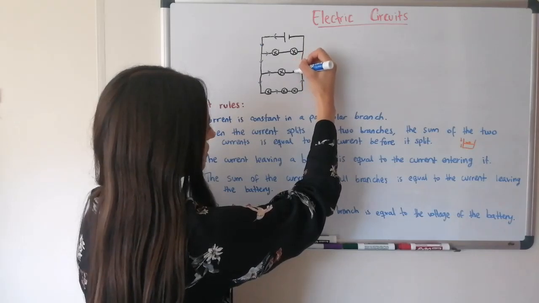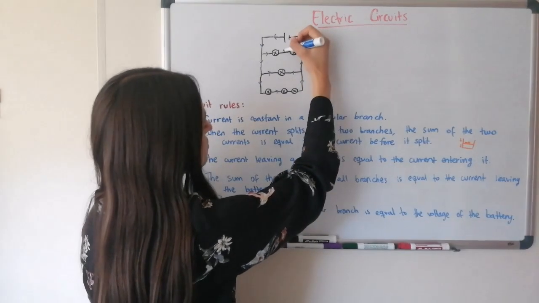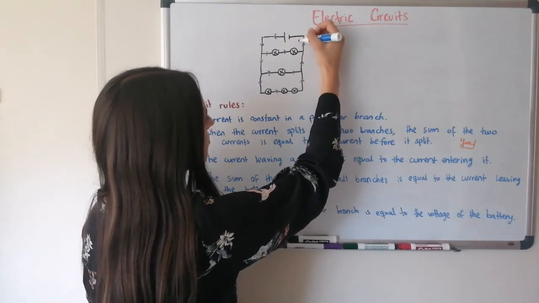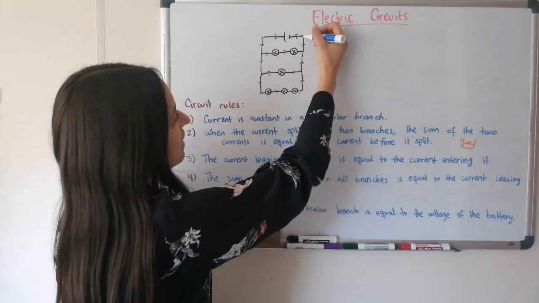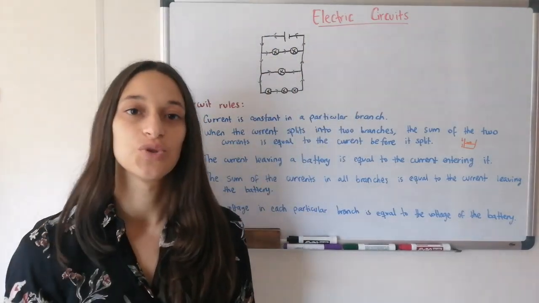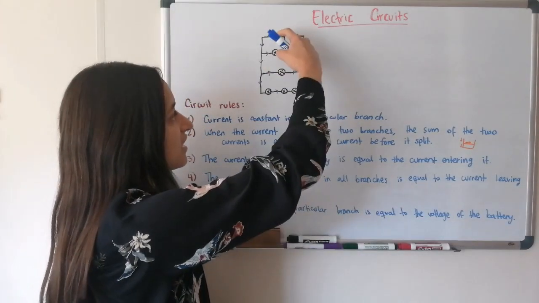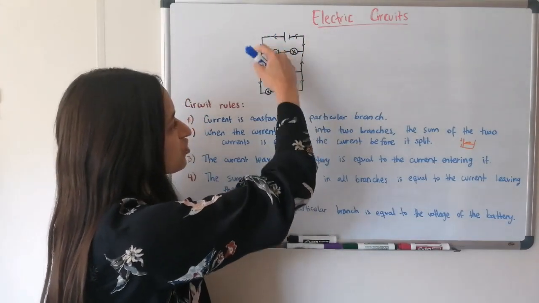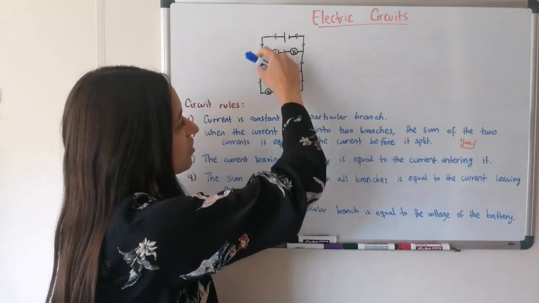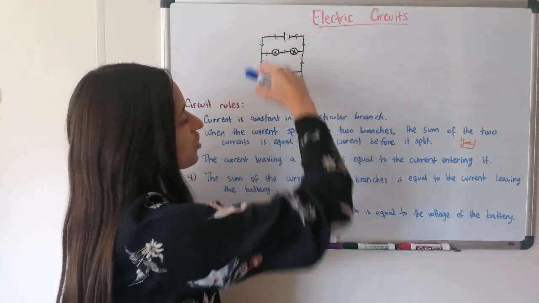This one will pass through this lamp and go back up, and this one will pass through this lamp and go back up, and it'll all meet together again here and go back into the battery. So basically the current is going to be making a circle. Some of the electrons will choose to do the small circle, some the middle circle, and some the big circle.